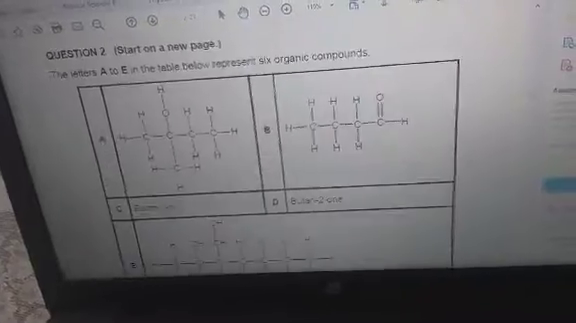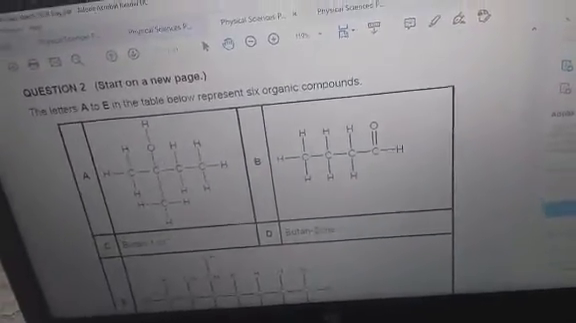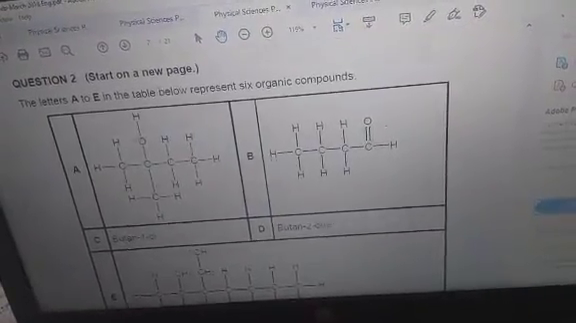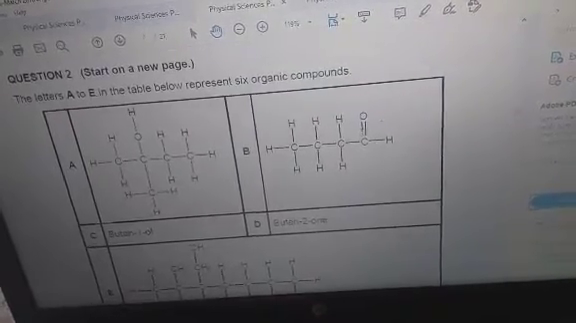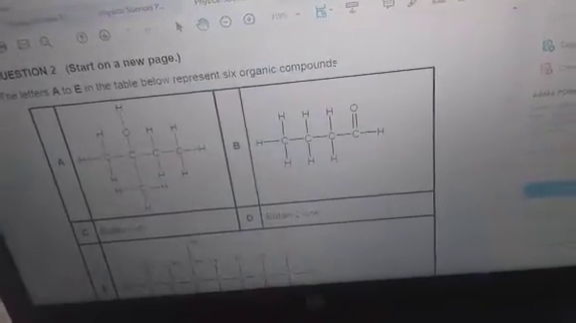Okay, we can simply interpret those. This one could be which compound? This is supposed to be an alcohol because of the special thinking here. Okay, this is an alcohol. This is an aldehyde. Why? Because the double bond is always at the end. Okay.